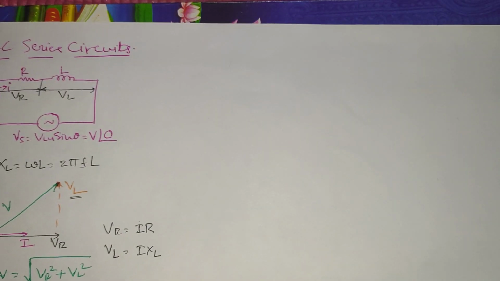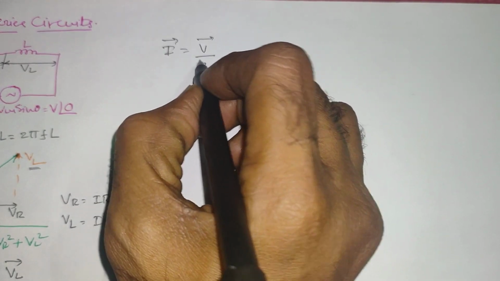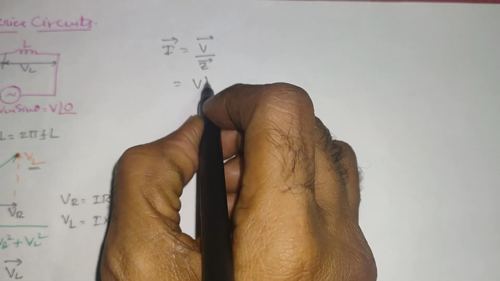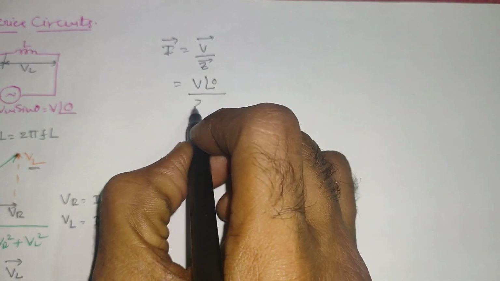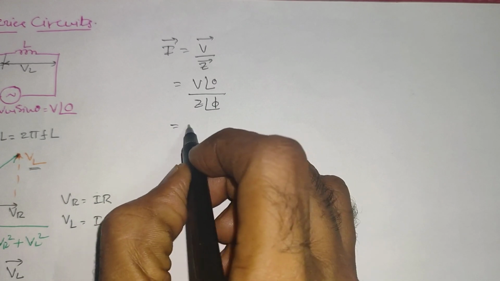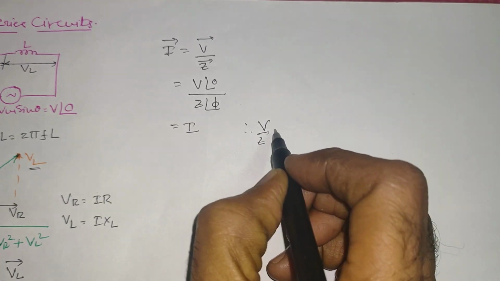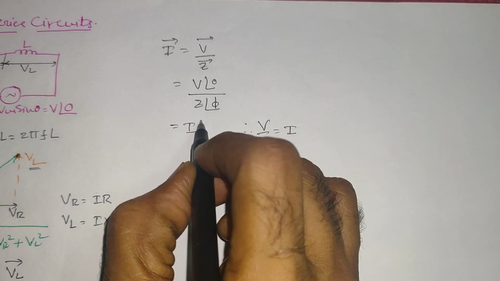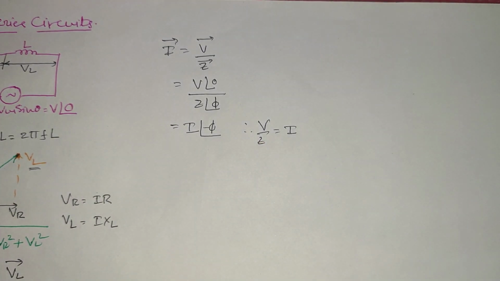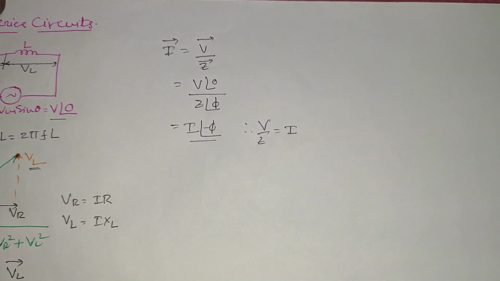Now I am representing current I bar is equal to V bar divided by Z bar. V bar is V at an angle of 0 divided by Z bar, which is Z at an angle of phi. So this gives rise to V by Z. Let us consider the magnitude of V by Z as equal to I. Then it becomes equal to I at an angle of minus phi. So if you consider the voltage as V at an angle of 0, we are getting the current as equal to I at an angle of minus phi.